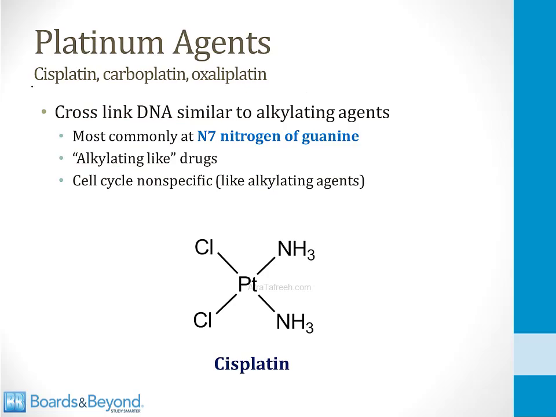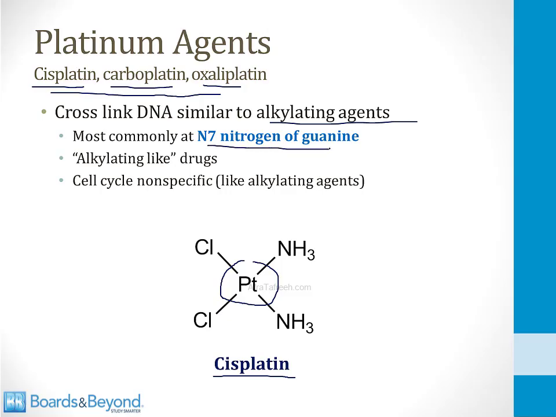Drugs in this class include cisplatin, carboplatin, and oxaliplatin. Shown on the screen is the structure of cisplatin. You can see that it has a platinum atom in the middle of it, and all of these platinum agents have a platinum atom in their structure. These drugs cross-link DNA similar to the alkylating agents, which I discuss in detail in another module. Most commonly, they do this at the N7 nitrogen of guanine, just like the alkylating agents. In fact, the platinum agents are often called alkylating-like drugs because they work via a similar mechanism.